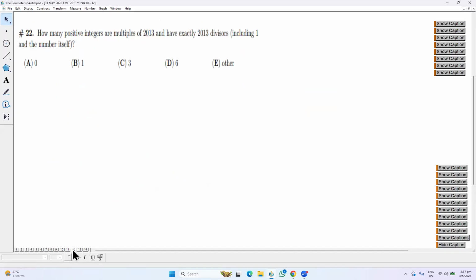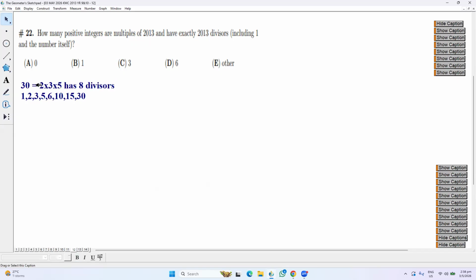Okay, next question. How many positive integers are multiples of 2013 and have exactly 2013 divisors, including 1 and the number itself? So we will treat the question by doing a smaller number first, to understand the type of thinking required in the question.